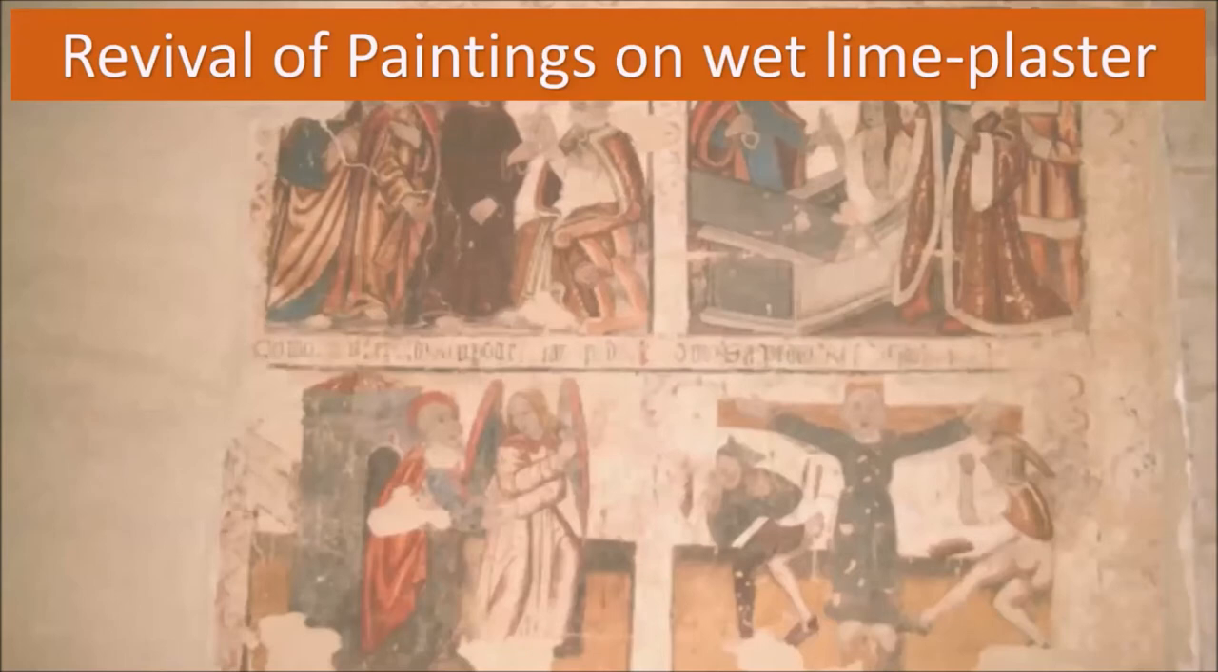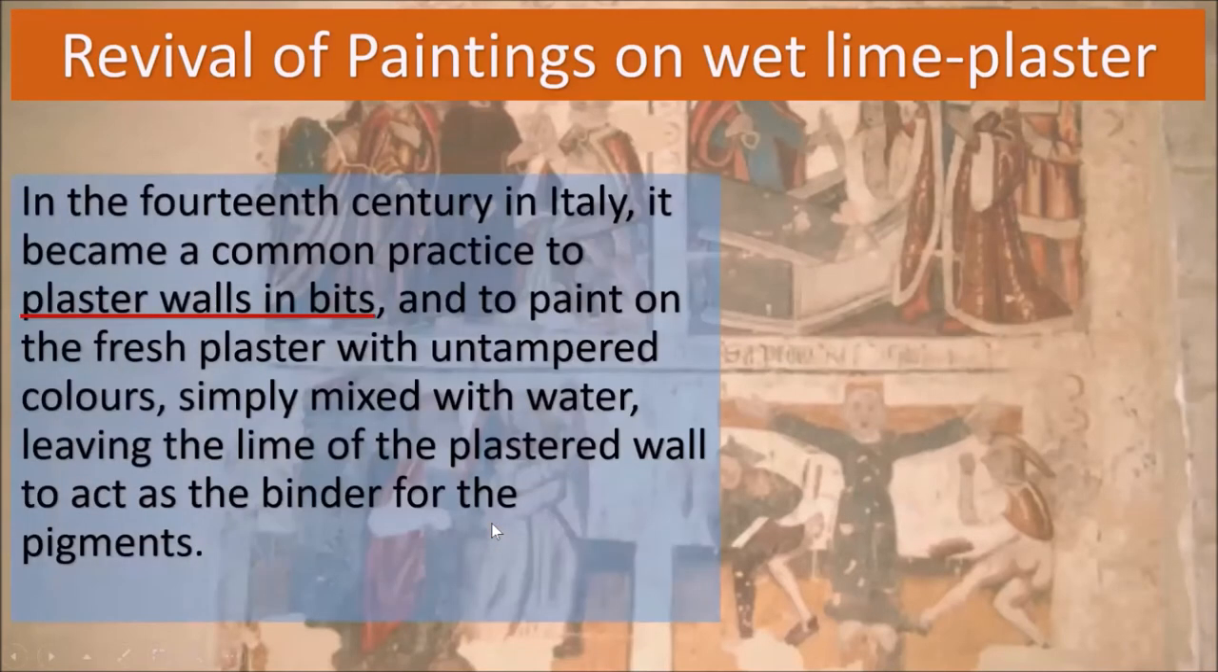But the true frescoes again became popular around the 14th century in Italy. It became a common practice. It was actually because a lot of mosaic painting was popular just before this, and it was losing popularity, maybe because it was very expensive or something like that. I have to be sure because I don't know much about that history, but from what I have read, those mosaic artists were used to working on little areas at a time which were still wet. Now, in the 14th century in Italy, it became a common practice to plaster walls in bits and to paint on the fresh plaster with untempered colors simply mixed with water, leaving the lime of the plastered wall to act as the binder for the pigments.